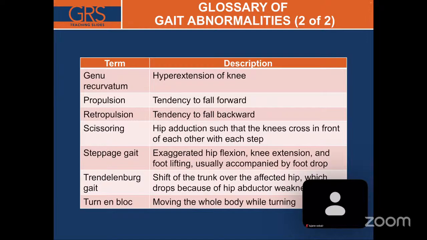More terms for gait impairment, they all mostly come from the name itself. Genu recurvatum, related to the knee, usually comes with hyperextension of the knee. Propulsion, where the patient tends to fall forward. Retropulsion, where we see a tendency to fall backward. Scissoring, where hip adduction is visible, such that the knees cross in front of each other with each step. The steppage gait, which is an exaggerated hip flexion with knee extension and foot lifting, usually accompanied by foot drop. The also well-known Trendelenburg gait, where we see shifting of the trunk over the affected hip, which drops because of hip abductor weakness. And finally, the turning block, which is moving the whole body while turning, rather than turning just the head or the neck only.